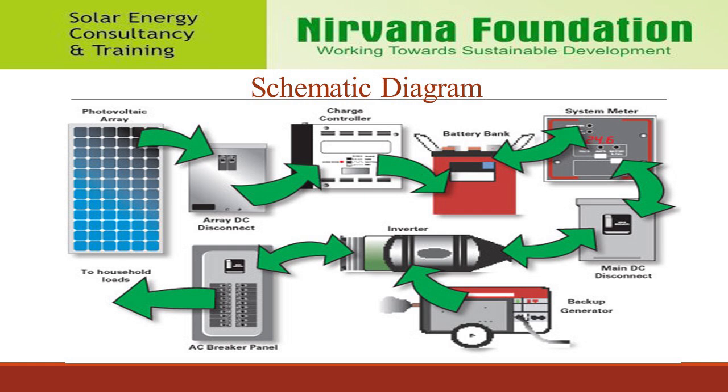Solar charge controller is an electronic device which manages the power going into the battery bank from the solar array. Output is given to battery banks for storage. Energy from the batteries is consumed whenever required and the meter records the consumption. As the loads are AC, an inverter is used to convert DC to AC. Backup generators are used if the battery drains out.